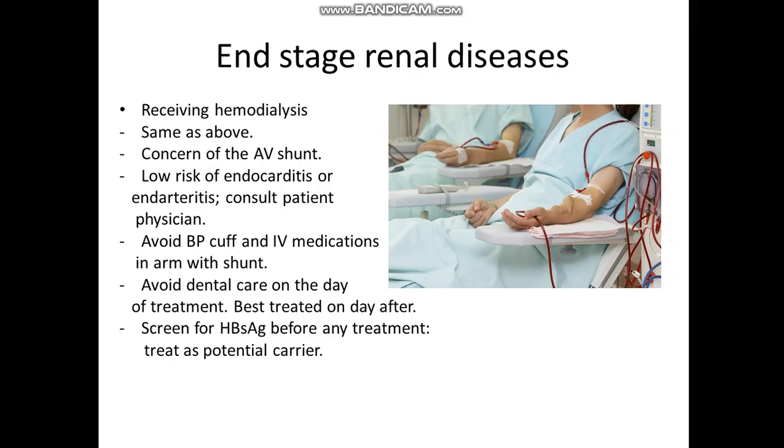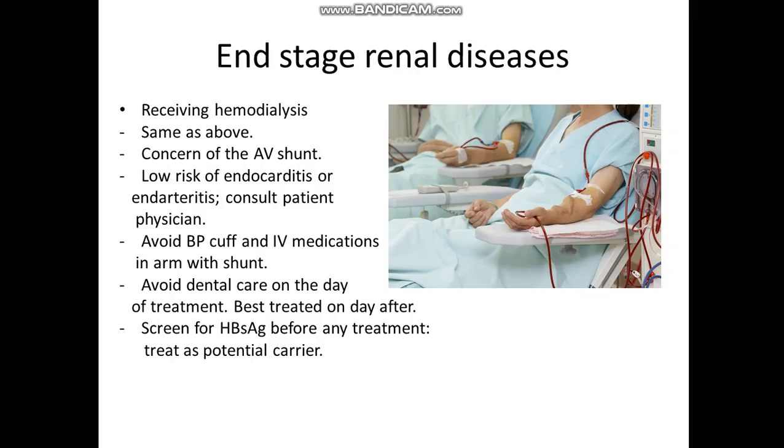Actually, we have to follow the same points that we discussed in the previous lecture, as with patients who undergo conservative treatment. That means we have to treat any infection aggressively. We have to avoid nephrotoxic drugs. We have to adjust drugs metabolized by the kidney, and also do screening laboratory tests for bleeding time and hemoglobin or hematocrit. All of these we have to follow as we mentioned in the previous lecture.